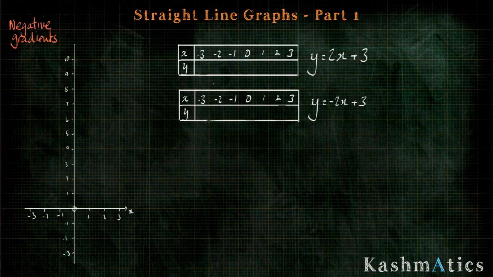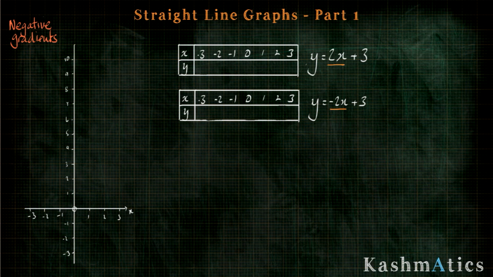Right, so we're going to move on to negative gradients. Hopefully this will demonstrate the difference between a negative gradient and a positive gradient. Now we've got two equations over here which are very similar, the only difference being this one's got a minus 2x and that one's got a 2x. And we're going to see the difference that makes. So let's just fill in these tables of values.